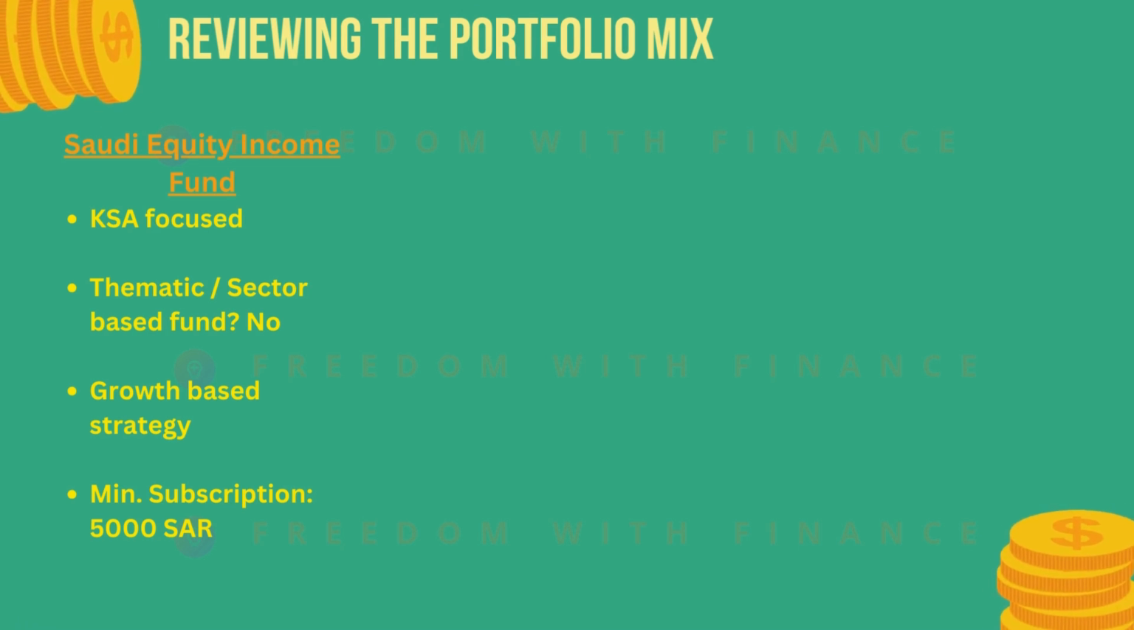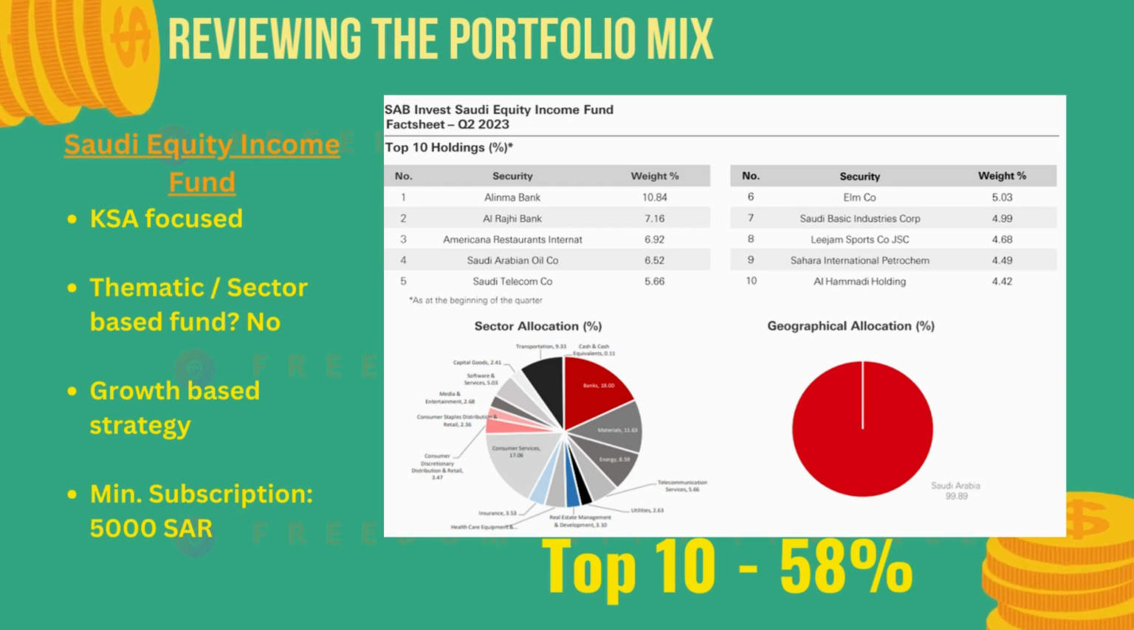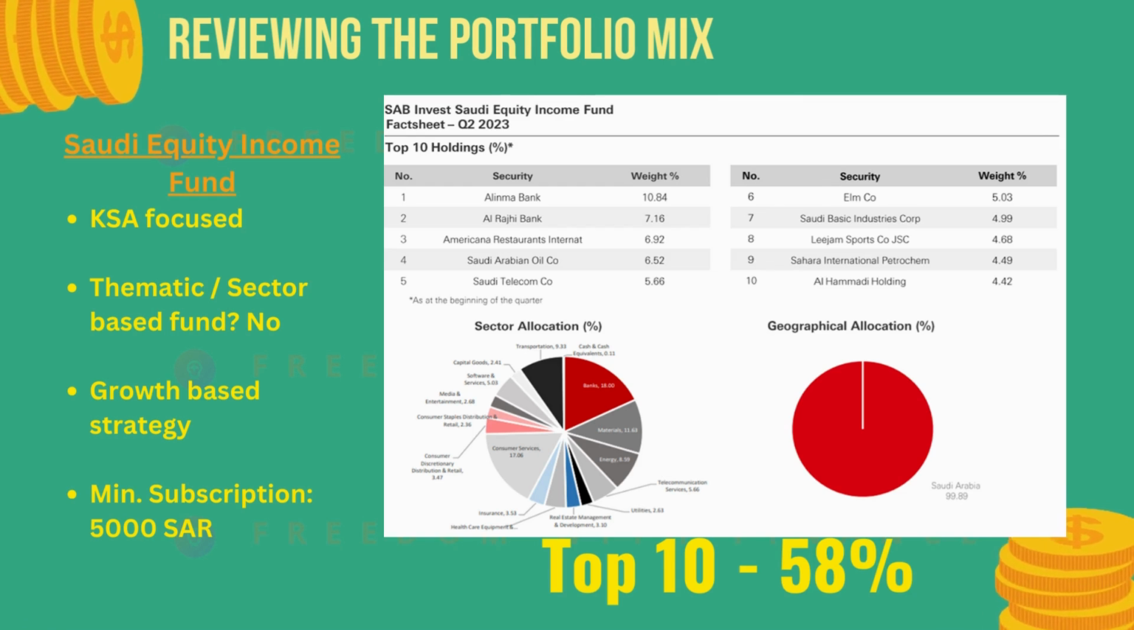Now, if you look at the right side image, it's coming from the fact sheet based off Q2 2023. The top 10 holdings include Alinma at 11% weightage, Al Rajhi Bank at 7%, SABIC, then you have Lijam Sports, Sahara International, etc. The top 10 is contributing to almost 60%, which is a good split. It means it's not focused on one single individual stock, which is good.